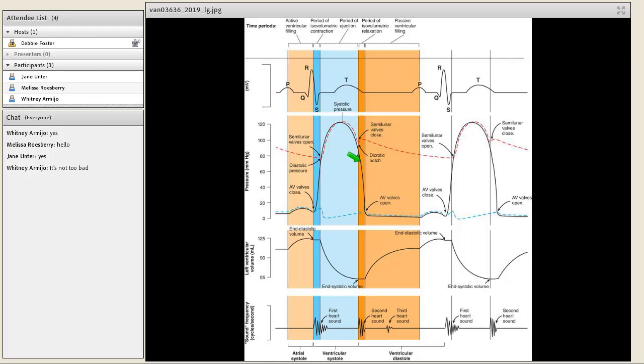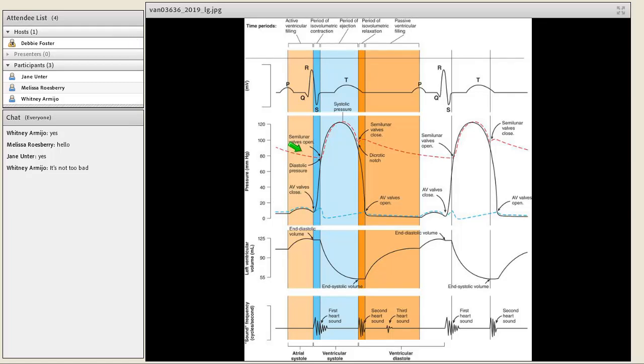And you have relaxation of the muscle. So when you have relaxation of the ventricle muscle, the pressure is going to go down quite a bit. And then the valves open and the heart starts to fill again, valves close, etc. So in this particular pressure, remember this black line is the ventricular pressure, specifically the left ventricle pressure.